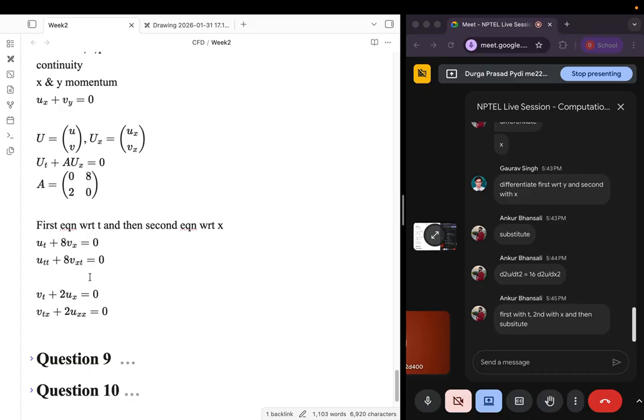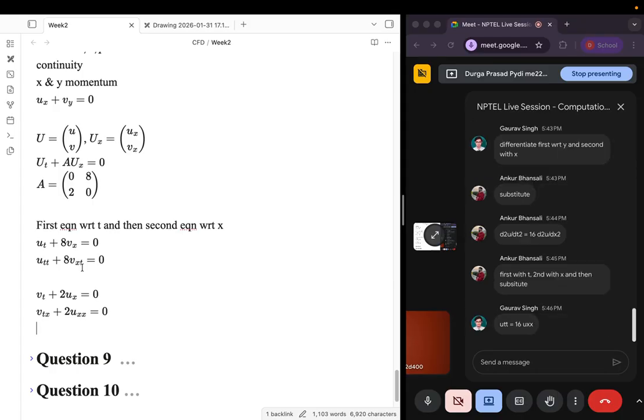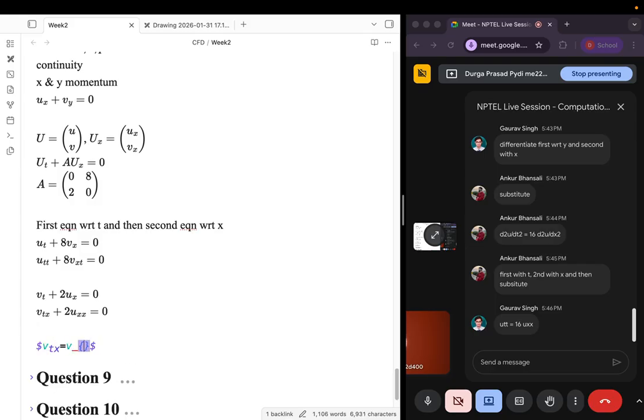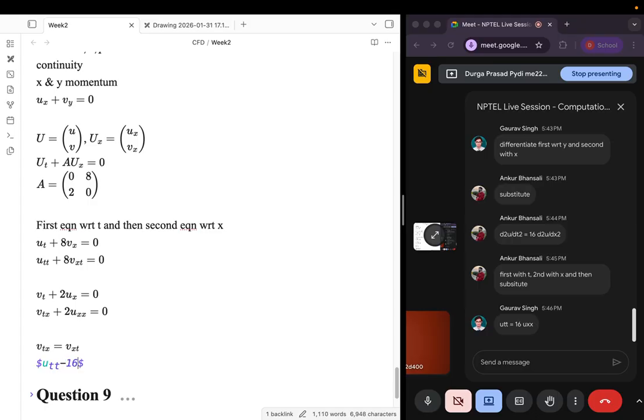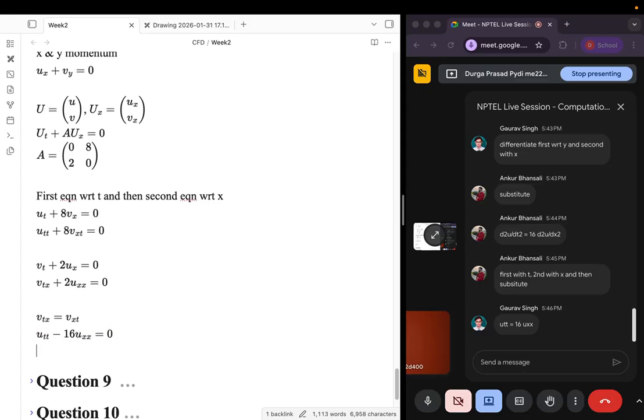So the assumption that we are taking here is that the function v that we are having is continuous. Because it is continuous, we can make the assumption that vtx is equal to vxt, like continuous and differentiable. Once you make this assumption, you can substitute this equation back into your original equation. So vtx is vxt, so this will be minus 2uxx, so that will give you, I think both of you gave the same answer, utt is equal to 16uxx.